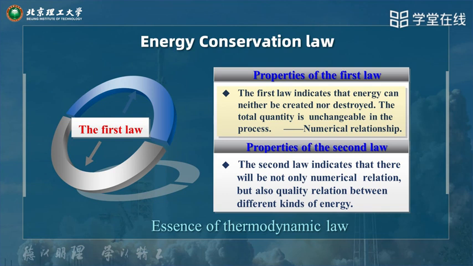Here is the first law. It tells us the numerical relationship between different kinds of energy. The second law tells us there is not only a numerical relationship between different kinds of energy, but also a quality relation between different kinds of energy. Here is the essence of the thermodynamic laws.